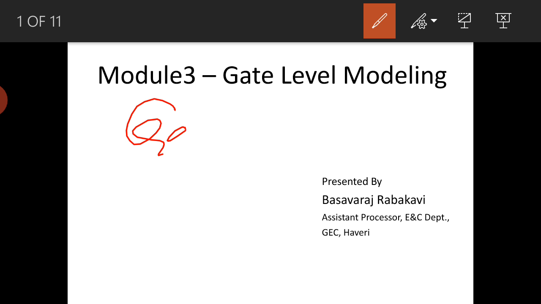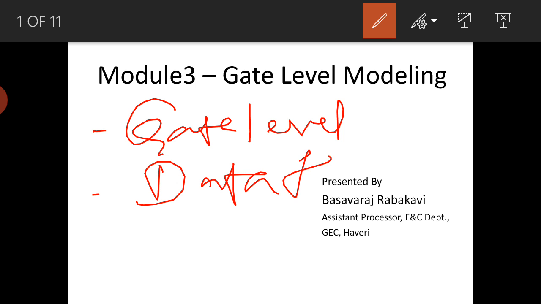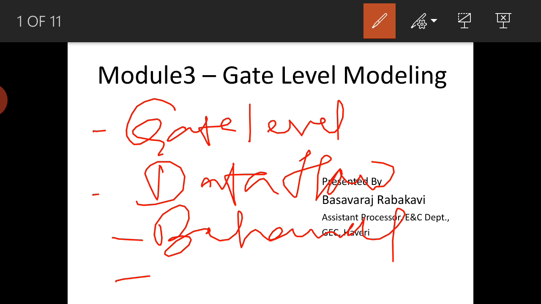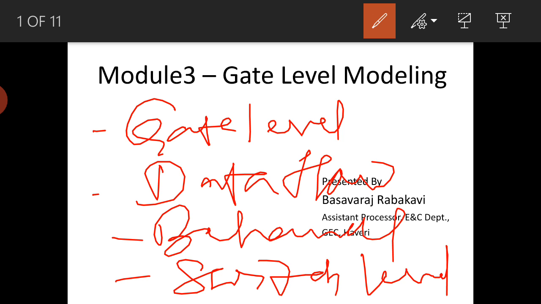As we are dealing with the first level, gate level modeling, there are also data flow modeling, behavioral modeling and switch level modeling. These modelings are the different ways in which we will write the HDL code. So gate level, data flow, behavioral and switch level. The very basic level is the switch level.